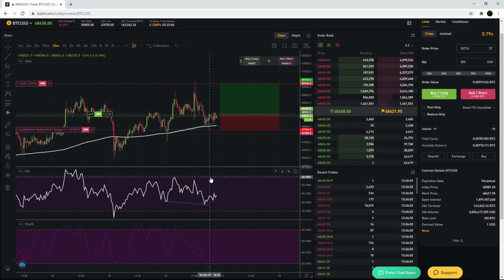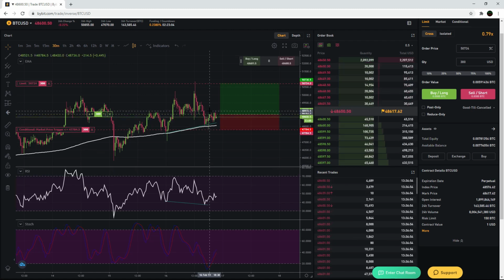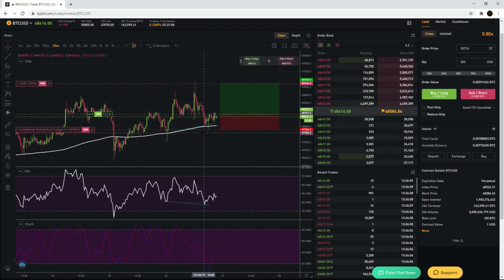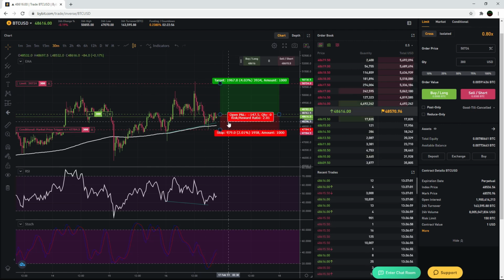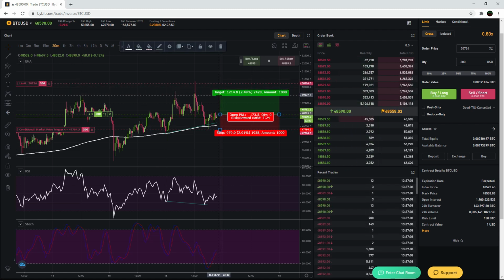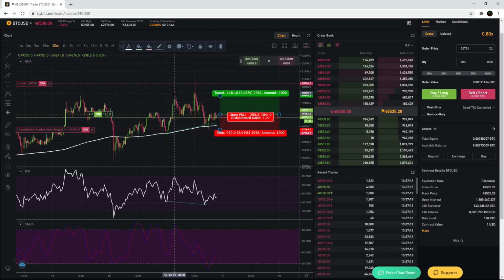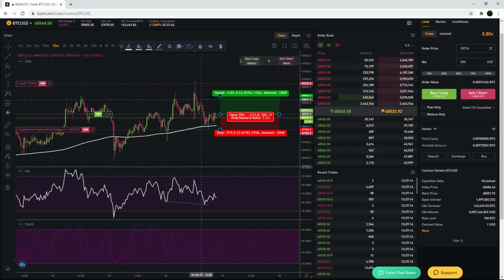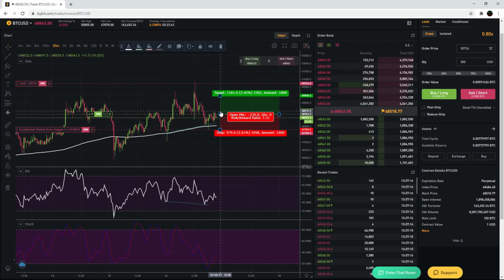I waited for the stochastic to cross up and entered a long position. So stop loss just placed below the swing low and below the 200 EMA, and I'm targeting 2 times my risk. What I'm going to do is move the stop to break even once the price has moved up to this peak right here, as I think there could be a rejection up in this area, and I just want to minimize risk once price has come up there.